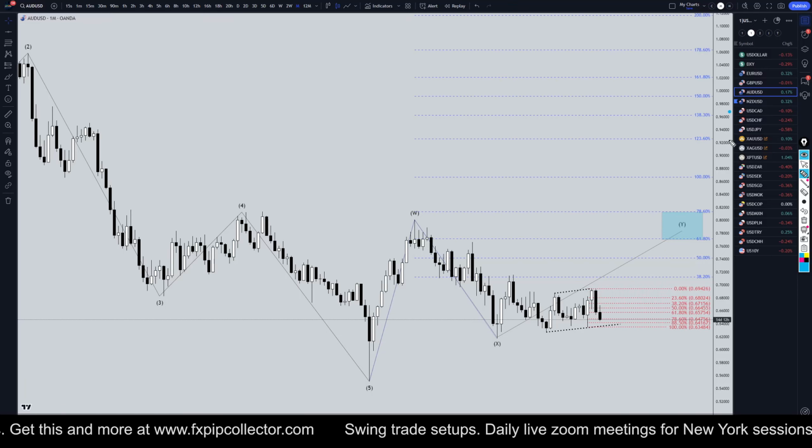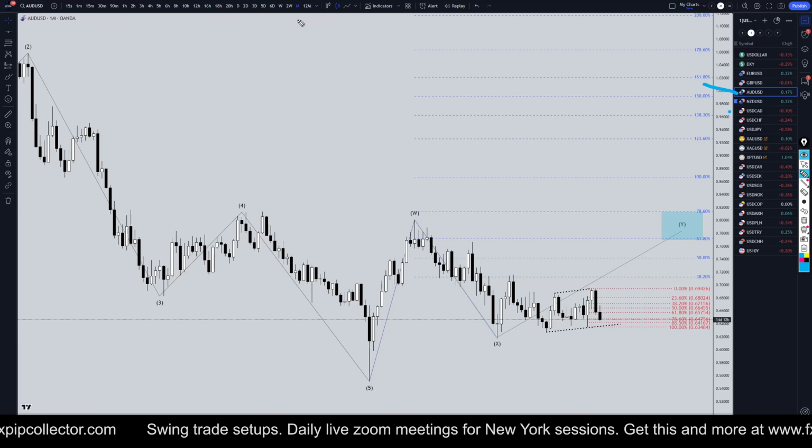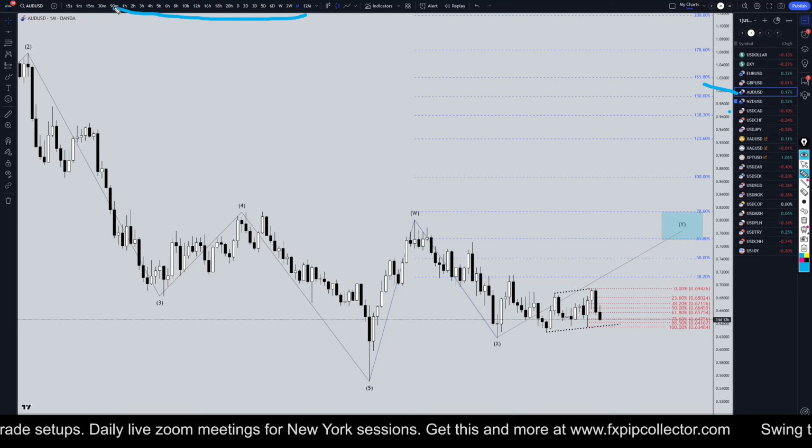Today is Friday, November 15th, and I'm going to be analyzing the Aussie US dollar, starting on the monthly, working my way all the way down to the 1 hour time frame for the full top-down analysis.